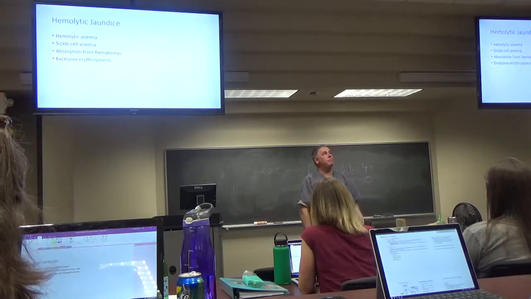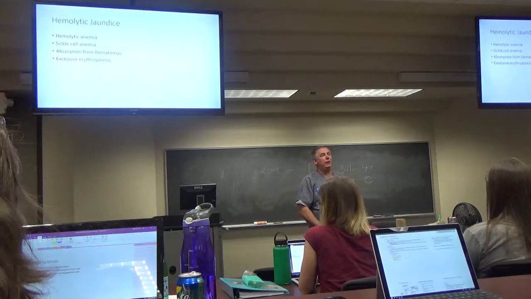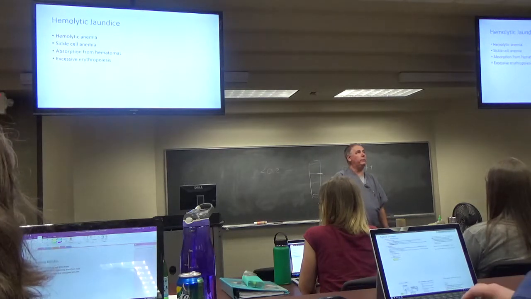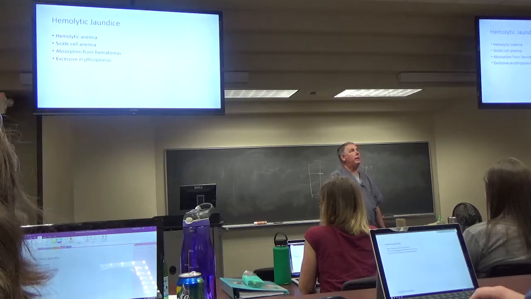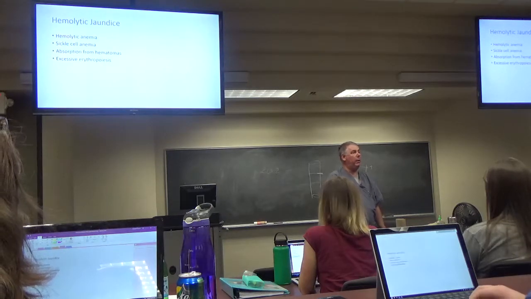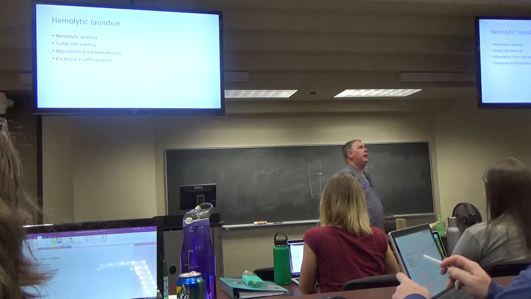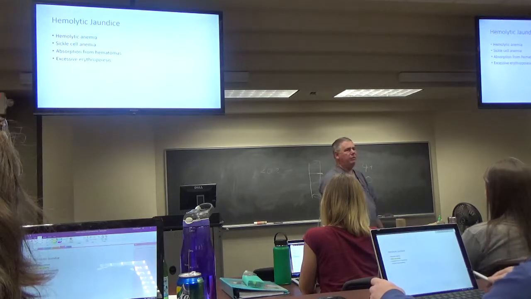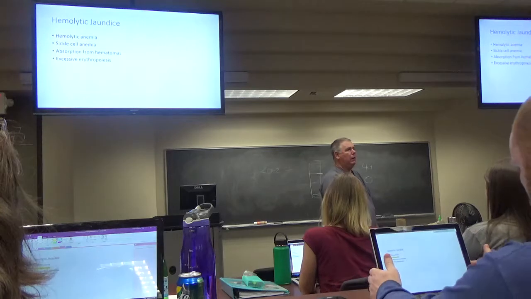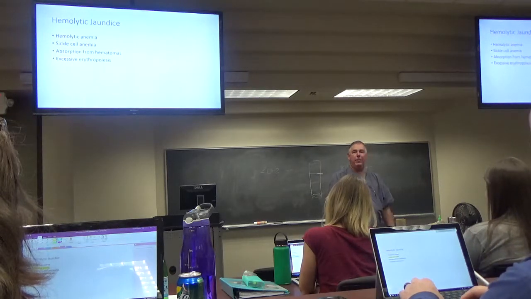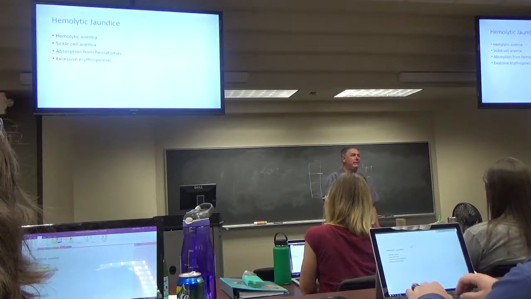Okay? Cases of hemolytic jaundice, in terms of why. Sickle cell anemia is a big one. That's probably, in the world of hematology, the number one cause of hemolytic jaundice, I would say. Idiopathic hemolytic anemia is probably a distant second.